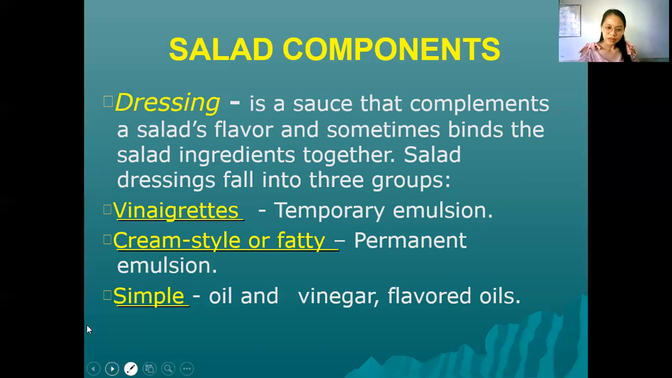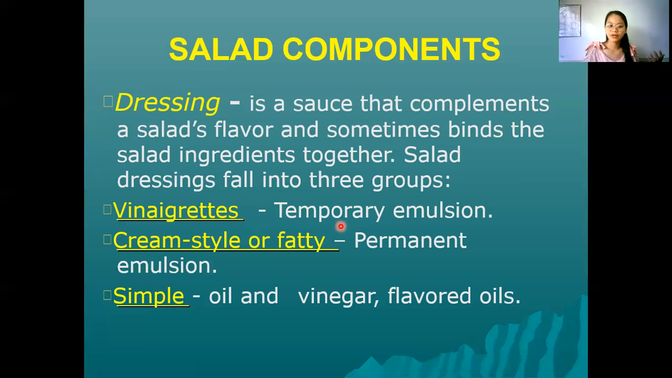Okay, so when you say vinaigrette, it's just a mixture of some other kind of sauce or condiments and oil. So it is temporary because you cannot stock that kind of mixture for a long time, because eventually the oil and the sauce will separate. You will see that the top part is the oil and then the bottom part is your sauce. That is why it is called temporary emulsion.